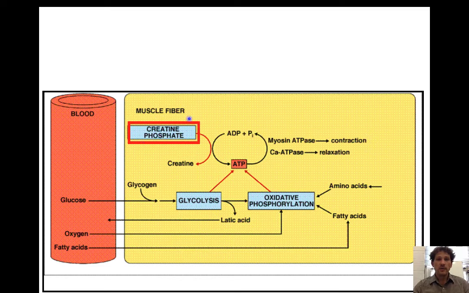So if we're using creatine phosphate, we can generate ATP. Through glycolysis, we're going to generate ATP, and you should be pretty familiar with glycolysis. And then we also have oxidative phosphorylation that's going to help generate ATP. So we're going to look at these in a little bit more detail.